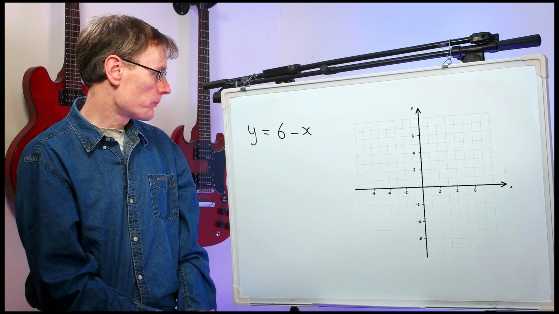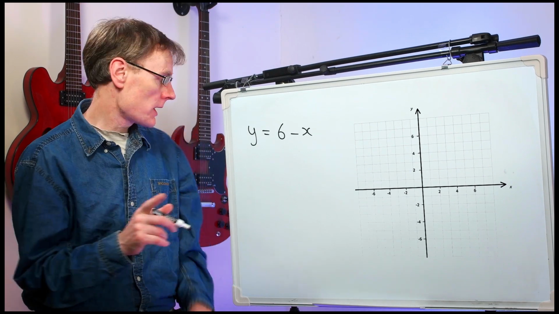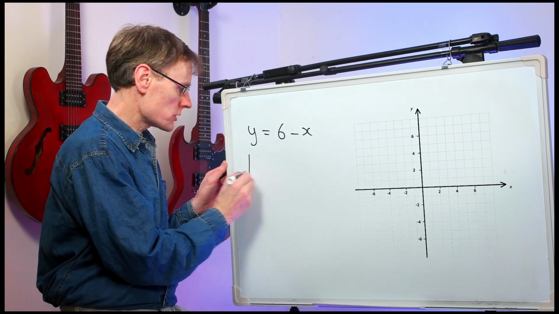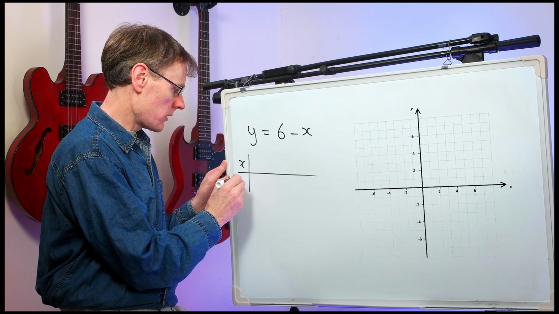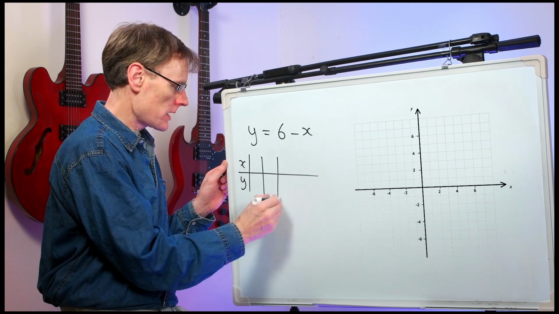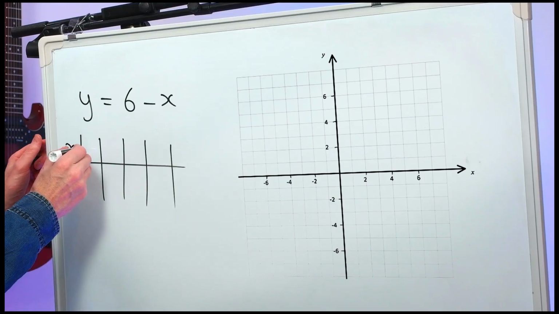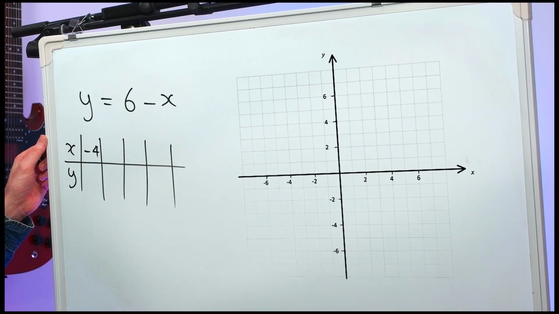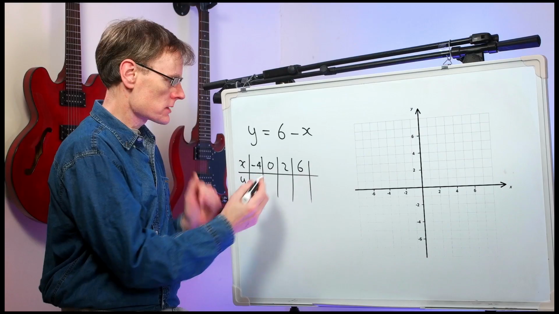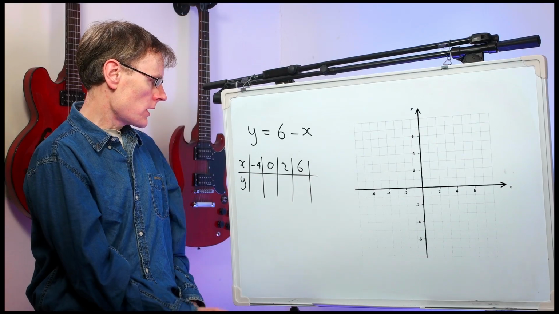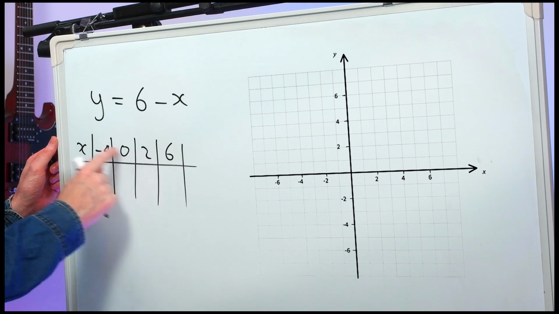Now let's try this one. Y equals 6 minus x. So again, we'll plot a few points. We'll start with a table of values. We start with values of x, and we're going to work out values of y. So let's choose x equals minus 4, x equals 0, x equals 2, and x equals 6. Let's see what we get. So let's start with, first of all, x equals 2.